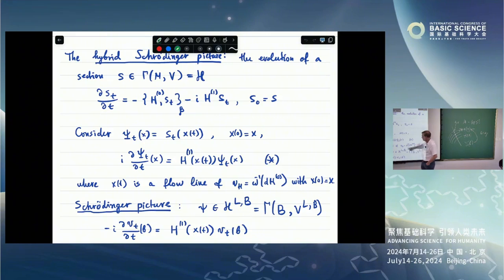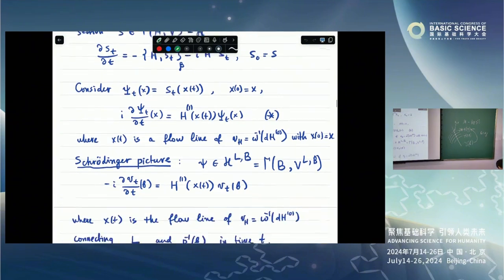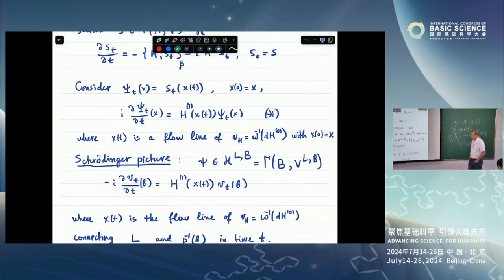Let's consider the evolution of the section at the point x_t, which also evolves in time. If you do the substitution, the classical part cancels out, but the quantum part should be evaluated at the classical trajectory. So we have the equivalent description. Now we have a non-stationary Hamiltonian, but of a very particular structure. It's a stationary Hamiltonian, but computed at the classical trajectory.